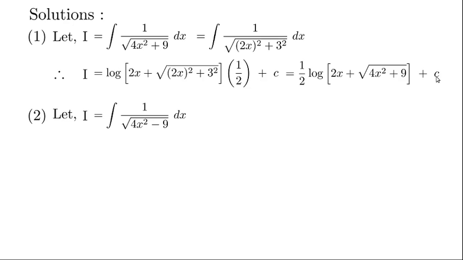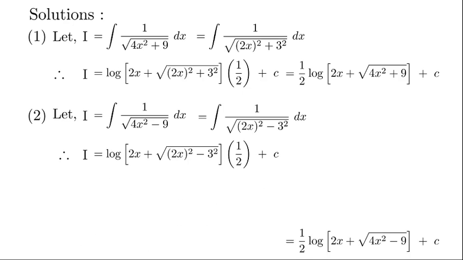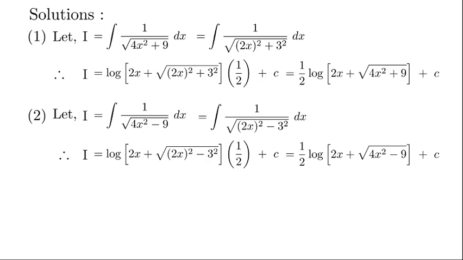Here we find 1 upon root of 4x square minus 9 dx. The only difference is the negative sign in between. So the result is almost the same, only the difference is that negative sign. So 1 by 2 log of 2x plus root of 4x square minus 9 plus c.